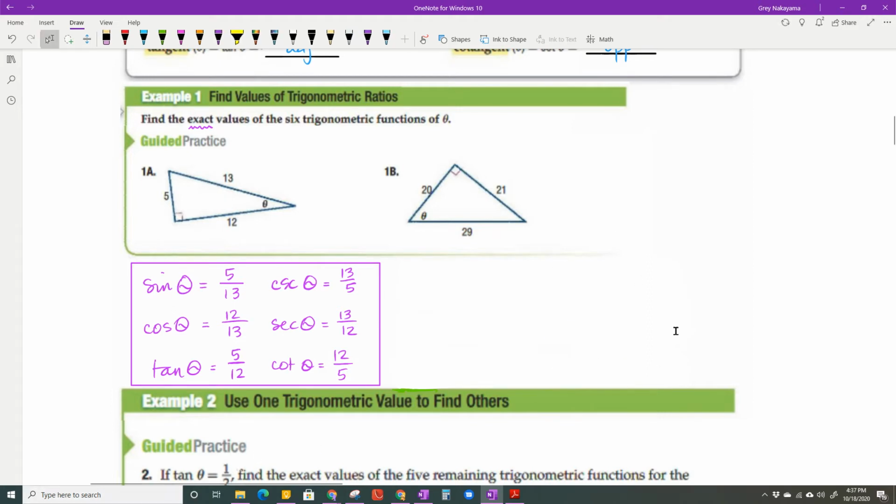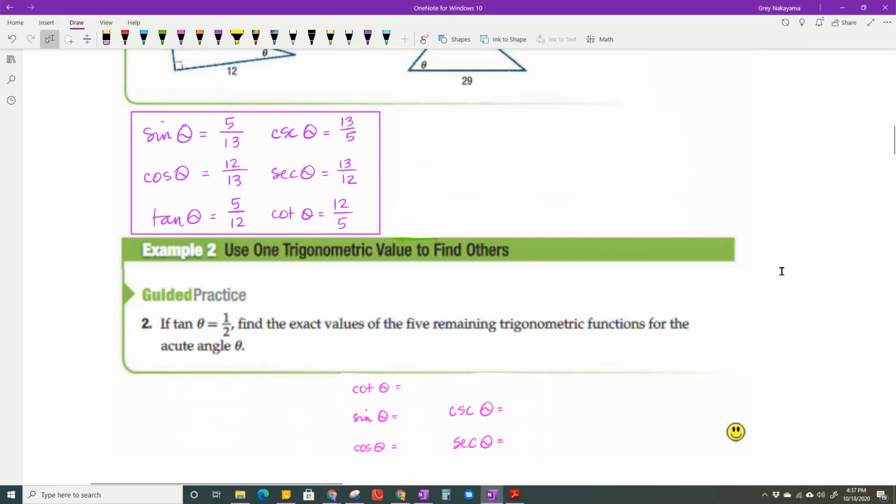So I worked out 1B on the notes. If you want to see it, you'll look at it. If you have any questions, come see us.